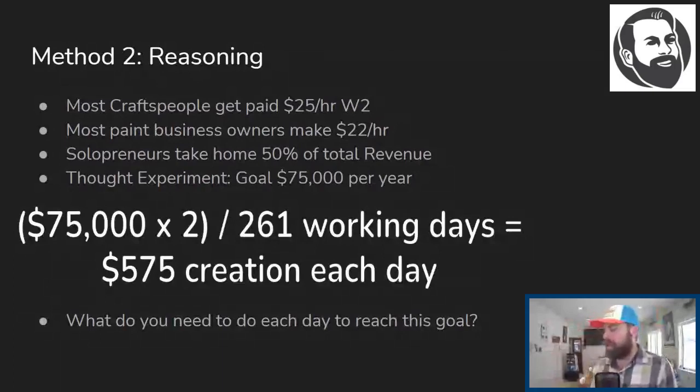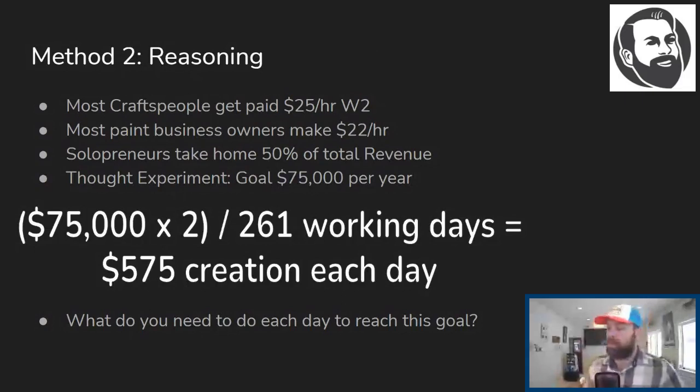Market rate. How can you find those rates? You have to do it through experience. I'll get to that in a little bit. So most craftspeople in our industry, people who can actually paint autonomously, will make about $25 an hour as a W-2 employee. Most paint business owners, interestingly, will make about $22 an hour, or $43,000, $44,000 a year when all is said and done. Interesting statistic.